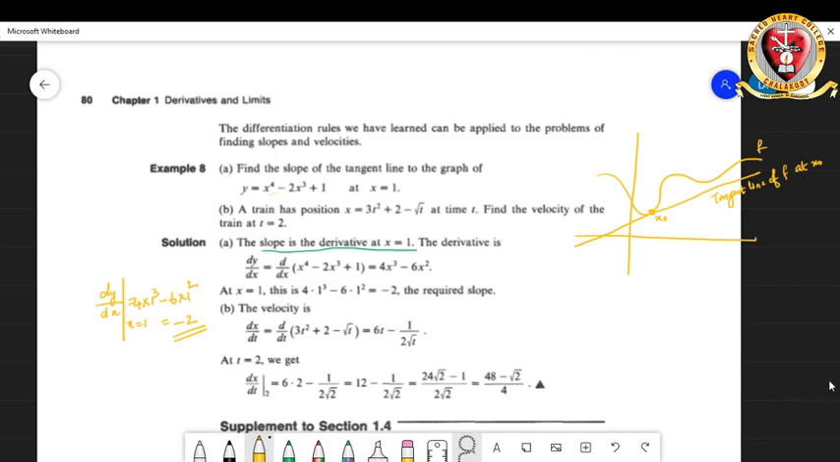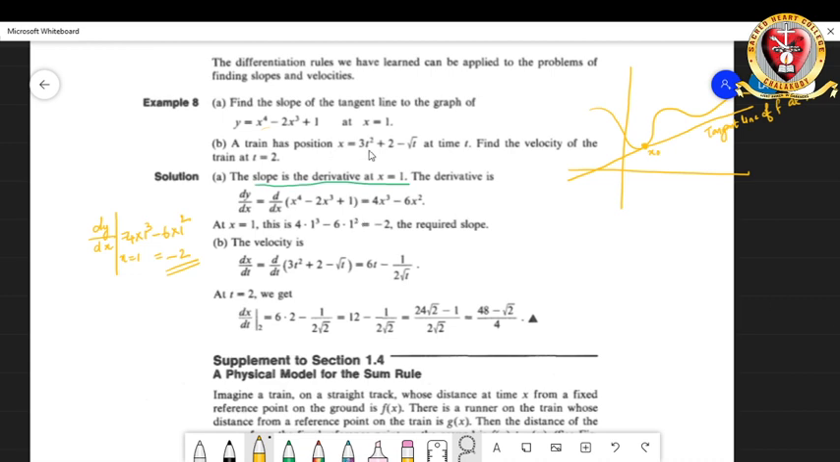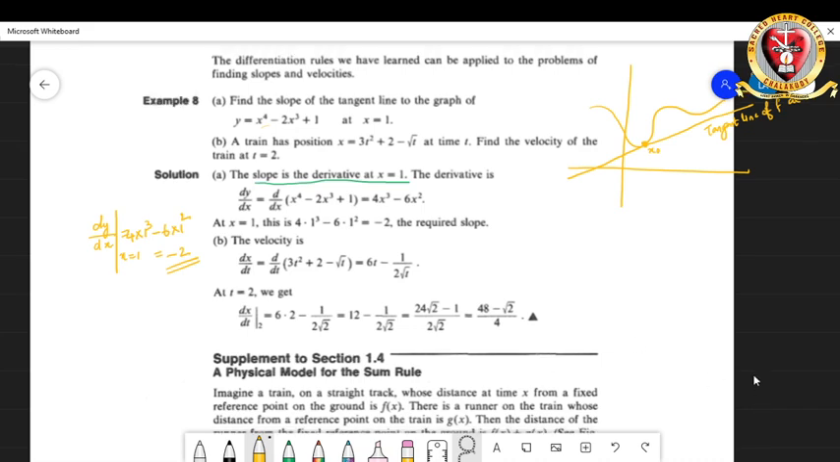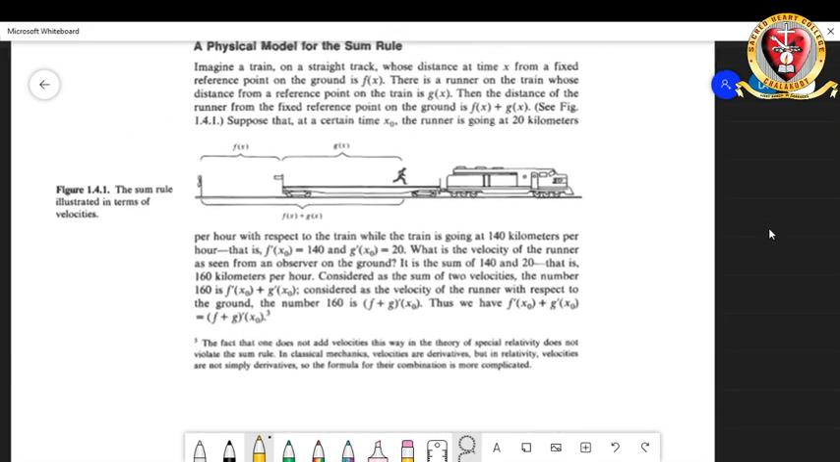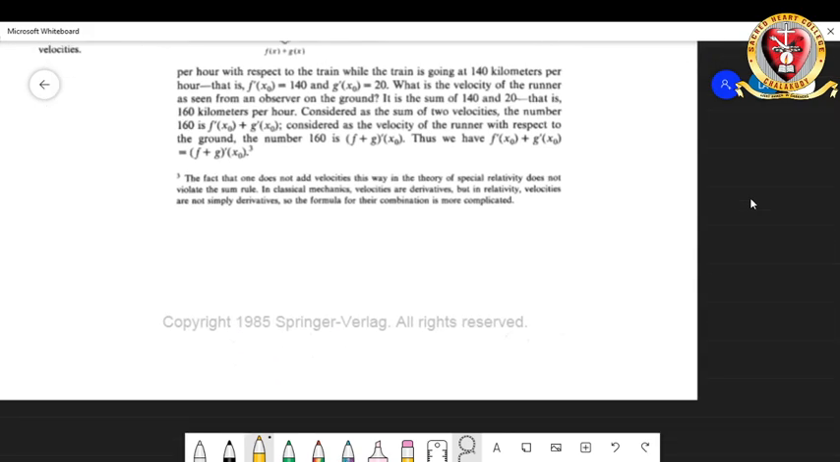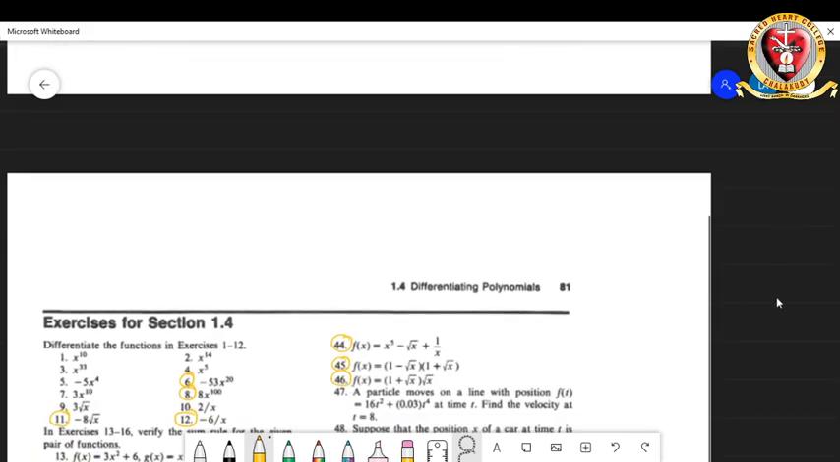Similarly, to find the velocity, for the second question, you have the train and you have the position x, which is in terms of time. To find the velocity, you just have to take the derivative of x with respect to t, dx by dt. So you get 6t minus 1 by 2 root t. Then you have to find it at t is equal to 2. So dx by dt at t is equal to 2, you get the value finally simplified as 48 minus root 2 by 4. You can read along the supplement of the physical model given and understand how the sum rule and all the things we discussed come into that picture.